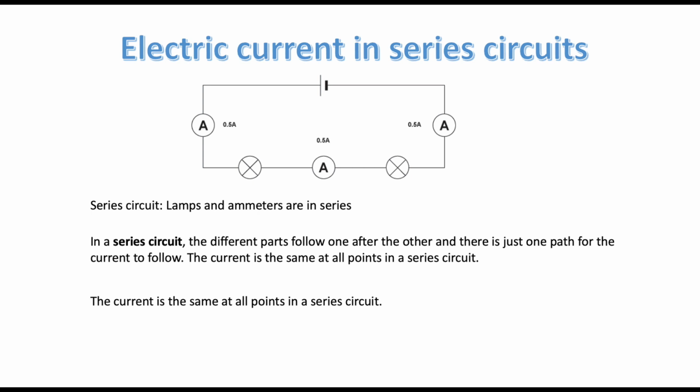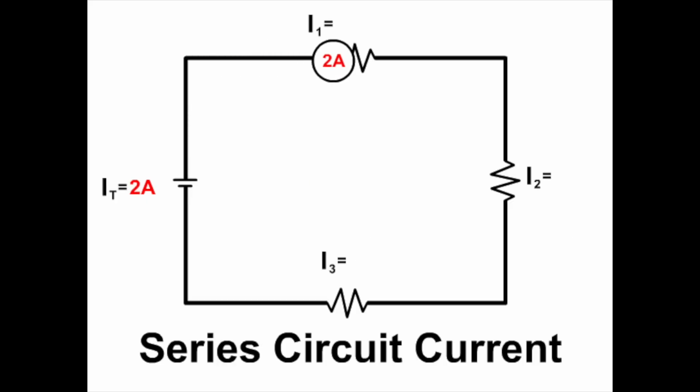Here you can see a dry cell connected to 3 ammeters and 2 bulbs. If 100 electrons come out from the negative terminal of the dry cell, they will pass through all the ammeters and bulbs and reach the positive terminal of the dry cell. So the same number of electrons will pass through all the components and all ammeters will show the same reading. The current in this circuit is 2 ampere.